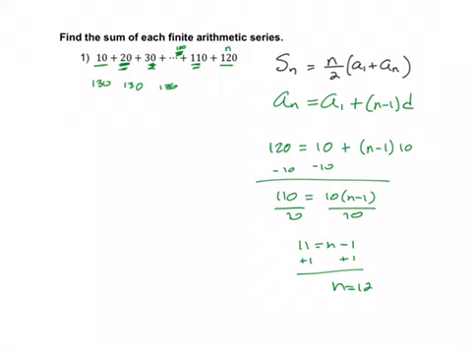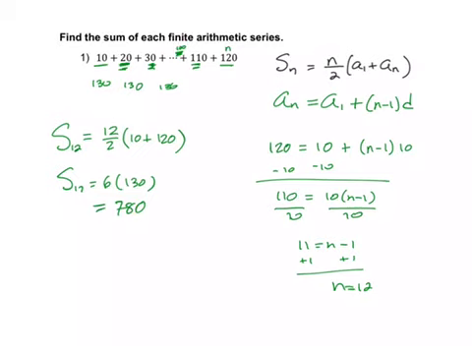So the sum of the first 12 terms equals 12 divided by 2 times the first one, 10, plus the last one, 120. So this is 6 times 130, that is 780. So if I add 10 plus 20 plus 30 plus 40 and so on to 120, the sum is 780.